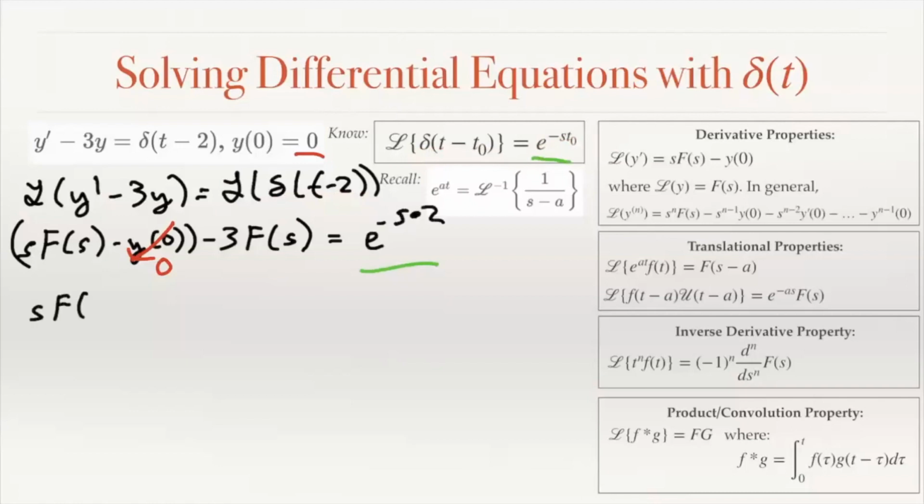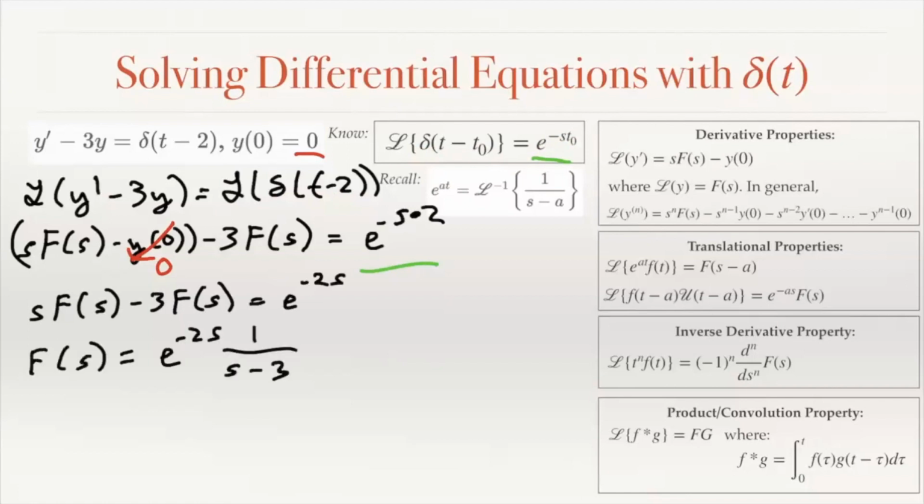So we have s F(s) minus 3F(s) is e to the negative 2s, and we factor out the F(s) and solve. Factoring out the F(s), we have s minus 3. We divide both sides by s minus 3, and we have that.